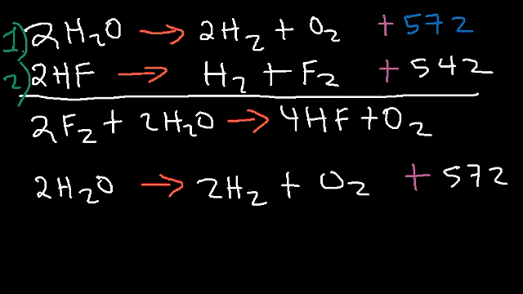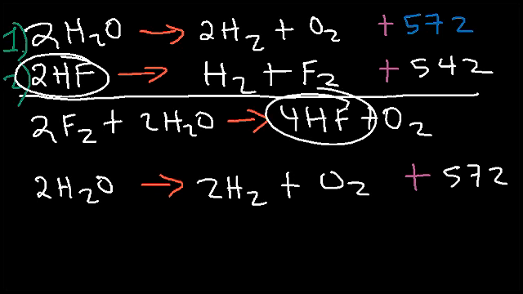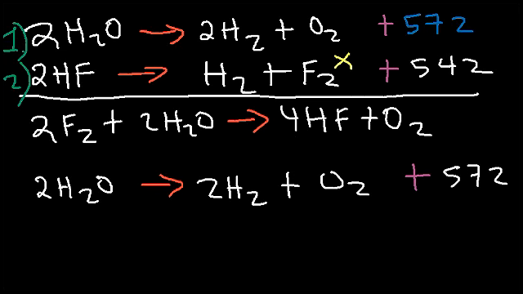Now what about equation 2? What modifications do we need to make to it? So let's focus on HF. In equation 2, we have 2 HF on the left side, but we want 4 HF molecules on the right side. So not only do we need to reverse equation 2, but we must also multiply it by 2.